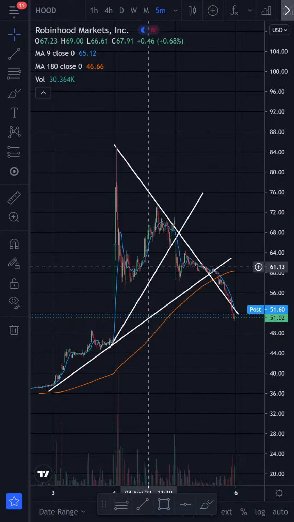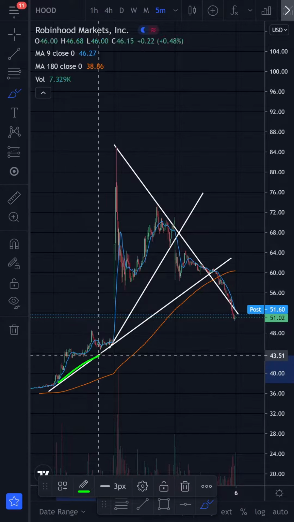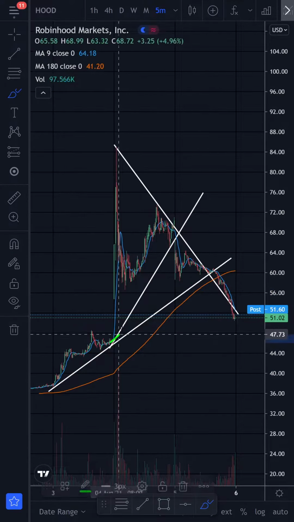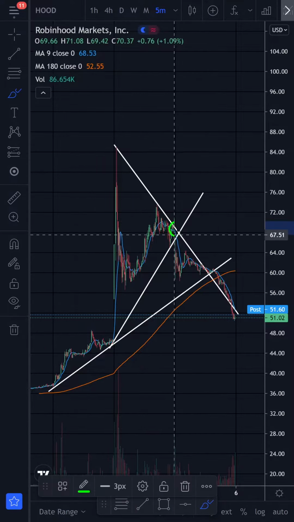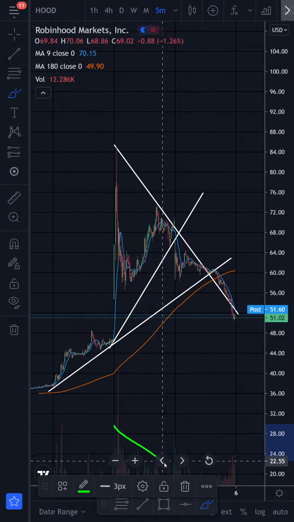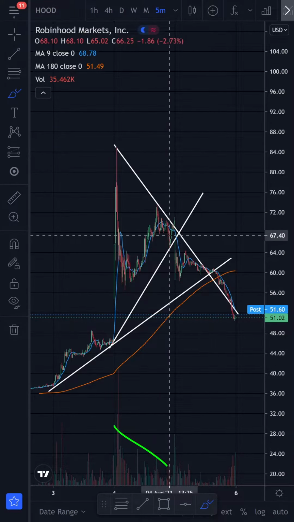Let me show you what I'm looking at on the Robinhood stock chart. All right, so in yesterday's video, I was talking about how we had these two uptrends going like this and like this. I was also talking about how we had this triangle pattern. It looked like we had a breakout going to the upside because we had declining volume and then a big spike in the green volume, but it looks like it was more of a fake out.